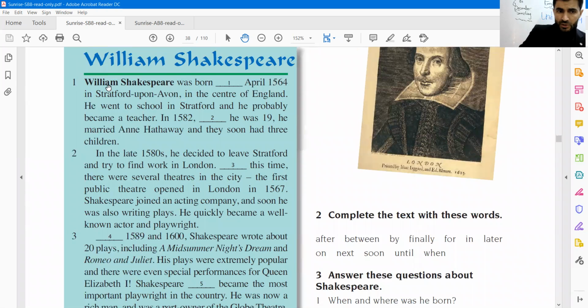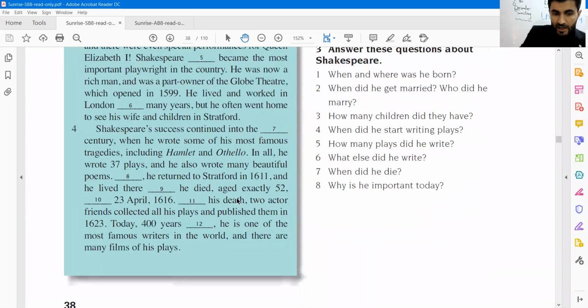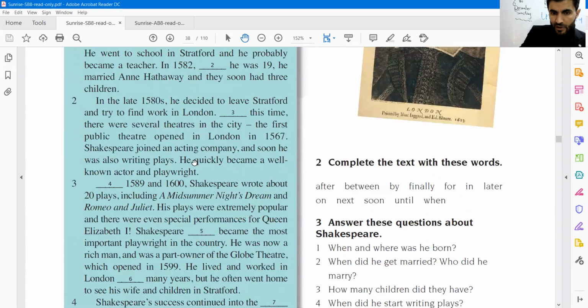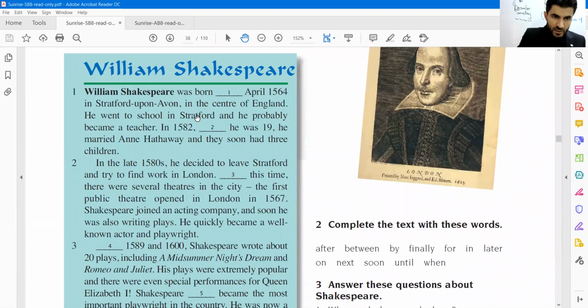First of all, I'm going to read this text. After we finish, we've got numbers 1 to 11, and you've got these prepositions: after, between, by, finally, for, later, on, next, soon, until, when. We are going to use these prepositions in the blanks. I'm going to read it first, so listen carefully, and then we're going to use these prepositions.